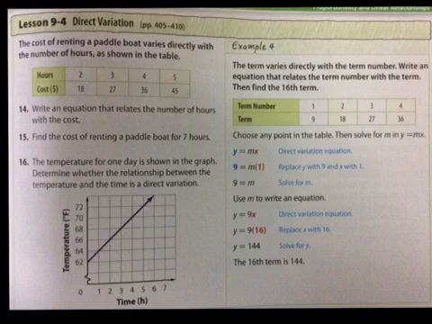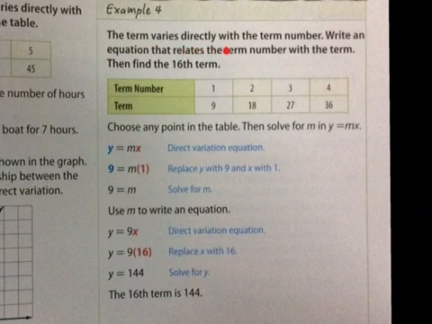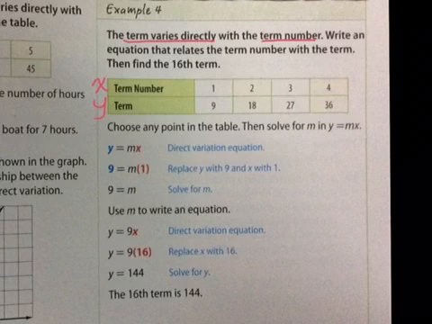Let's look at the example. The term varies directly with the term number. So the term varies, right? It varies directly with the term number. If we look over here, we have the term and the term number. The term is the one that varies. So if the term is the one that varies, this is our dependent variable. And our independent is the term number. And it varies directly with the term number, as you see.